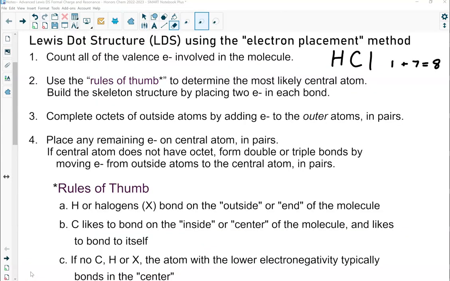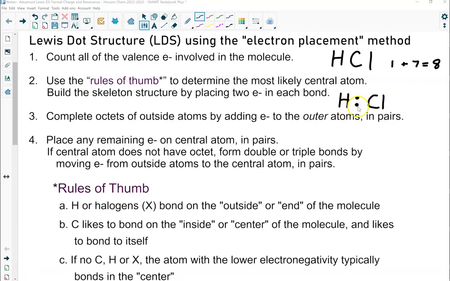Okay, so let's apply the rules of thumb to HCl. I'm going to write H because that's going to be on the end, and the halogen likes to also be on the end. I'm going to bond them together by taking 2 of the 8 electrons, which I'm going to write as dots, like I do with a Lewis dot structure, in the middle. This would be the skeleton structure for HCl. Again, this is a simple one.